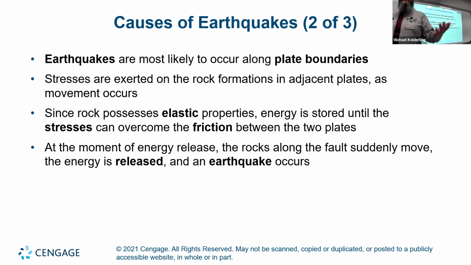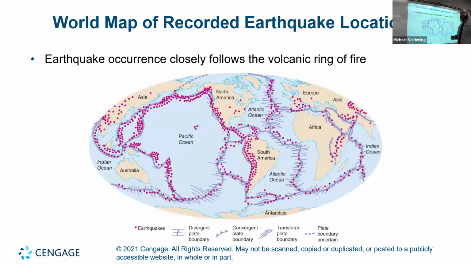Now, earthquakes are most likely to occur along plate boundaries because stresses build up on the rock formations of the adjacent plates as they move relative to each other. And since rock possesses elastic properties, it can bend. Energy gets stored up until the stresses involved overcome the friction between the two plates, and then there's a sudden release of all that stored energy. The rocks along the fault suddenly move, the energy gets released, and an earthquake occurs. And as that energy is released, it causes vibrations in the rock that spread out from the point of release.